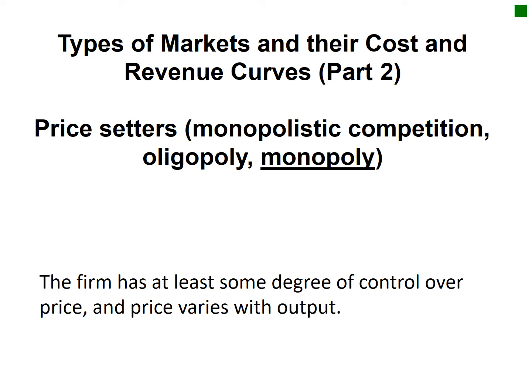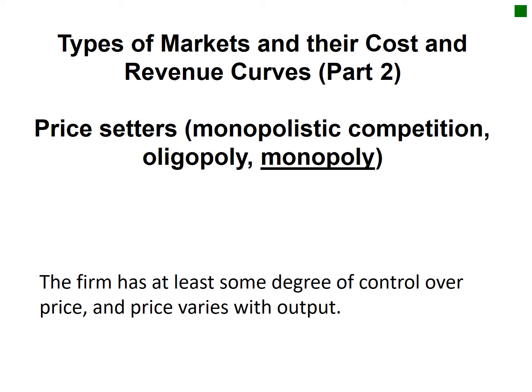Hello, in today's presentation we are looking at monopolies. Last time we looked at perfect competition, and you're going to see that the demand curve is really quite different because we are dealing with a price setter. If it's anything other than perfect competition, monopolistic competition, oligopoly, or monopoly, the firm has at least some degree of control over price, and price varies with output. And so we no longer have a horizontal demand curve. We will look at this in a moment.